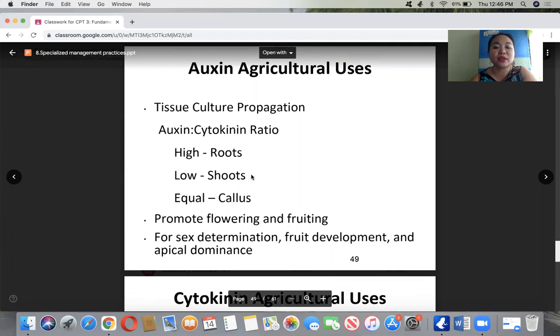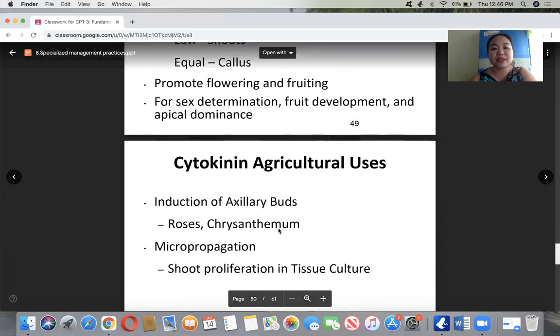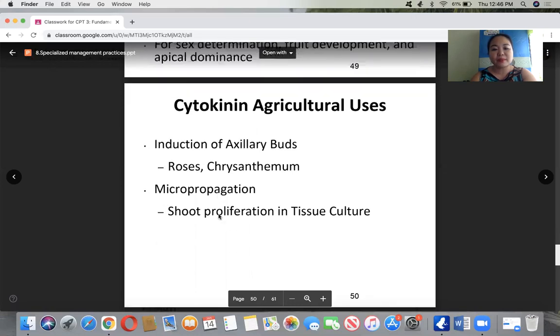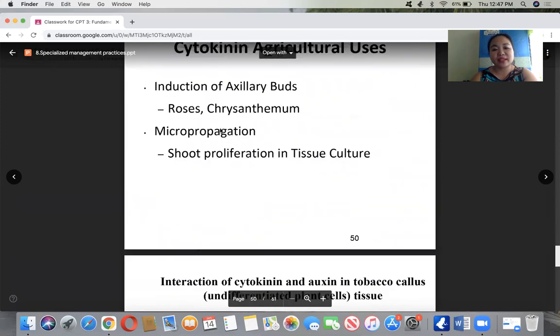An equal ratio will produce callus formation and promote flowering and fruiting, and also for sex determination, fruit development, and apical dominance. So when we say apical dominance, it's just the top of the tree that grows all the way. So induction of axillary buds for roses and chrysanthemum, micropropagation and shoot proliferation in tissue culture are some of the uses of cytokinin.